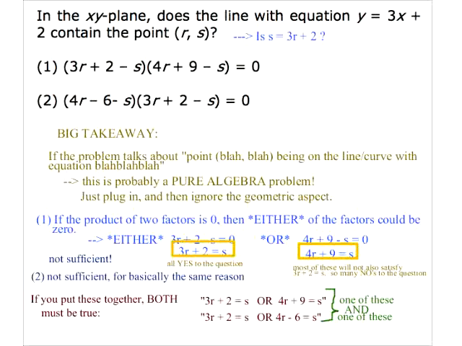Notice it's impossible for both of these things to be true at the same time. You can't have 4R plus 9 equal to S and 4R minus 6 equal to S. That is super, super important. These can't both be true at the same time.